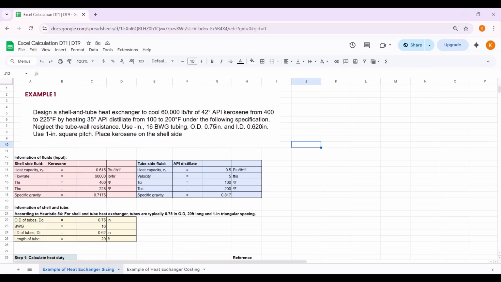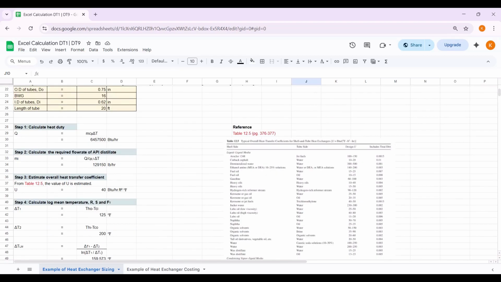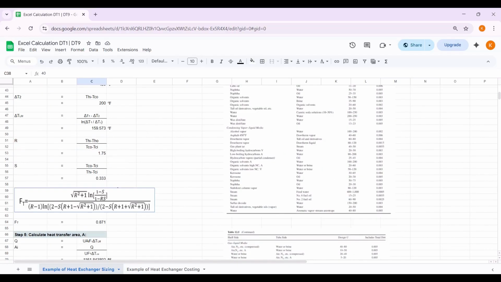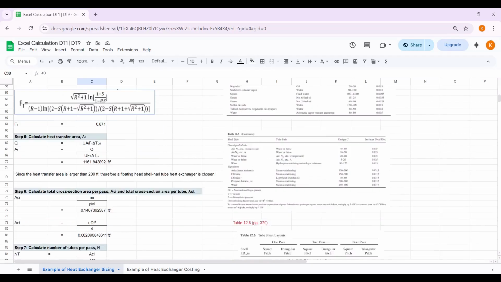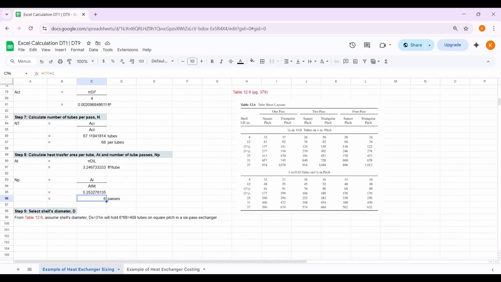This is the Excel tool for heat exchanger sizing. First of all, you may key in the information of fluids and also shell and tube based on the given question. Next, you have to estimate the overall heat transfer coefficient referring to table 12.5, basically for shell and tube heat exchanger. Then all of the parameters needed are calculated automatically here. Then we can get the final outcome which we want, which is the number of tube passes.